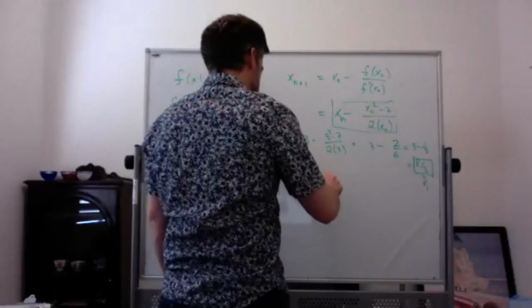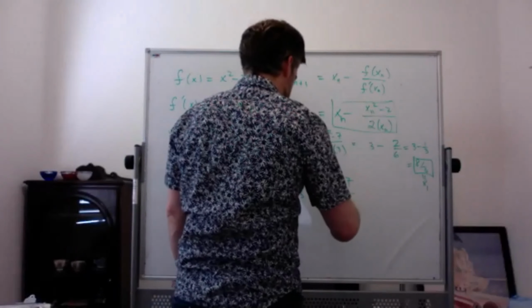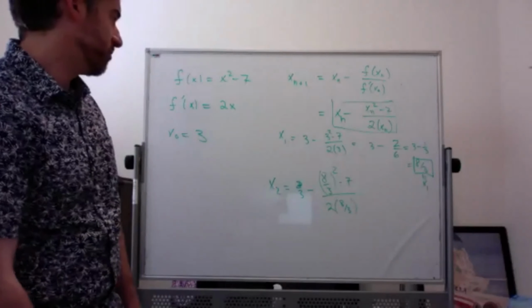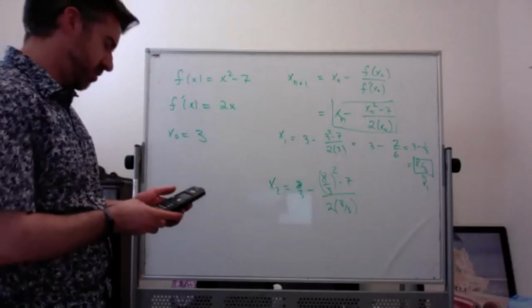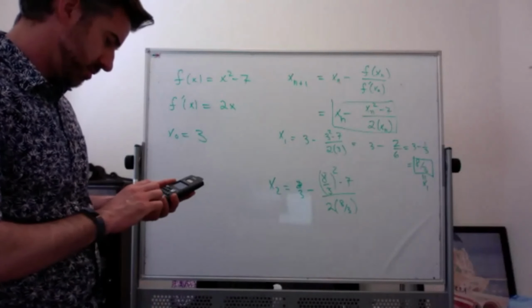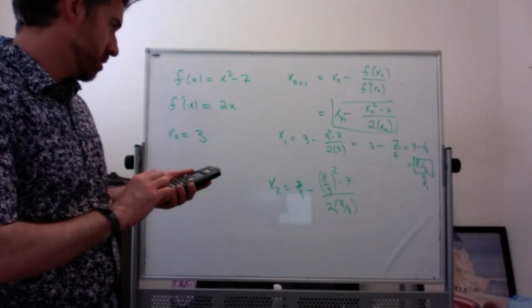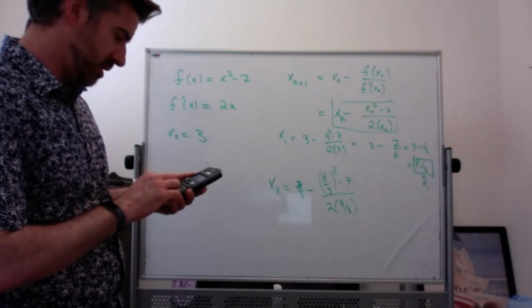minus 8/3 squared minus 7 over 2 times 8/3. And here's where things start to get messy. Yeah, it's kind of a pain. This is where I would probably get out a calculator. 8/3 squared minus 7 divided by 2 times 8/3, which is 16/3, or times 3/16.